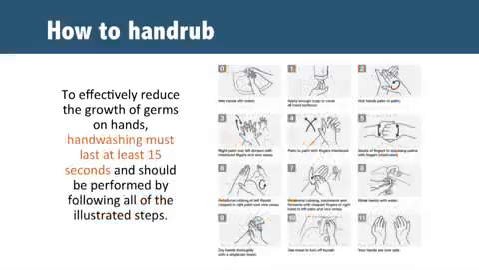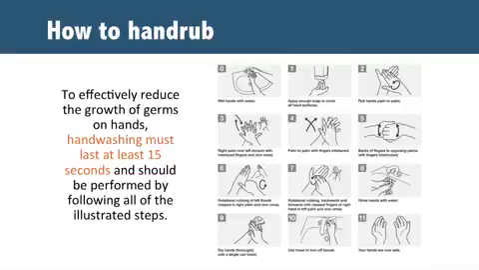You should wash your hands with antibacterial soap and water when they are visibly soiled or after caring for a resident with diarrhea. Otherwise, use an alcohol-based hand rub. You should wash your hands for a minimum of 15 seconds with soap and water. You should follow the steps described here to effectively wash your hands.